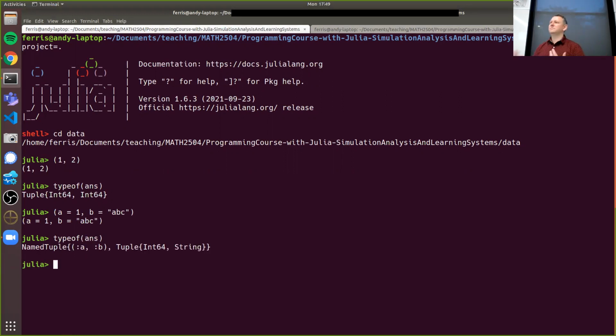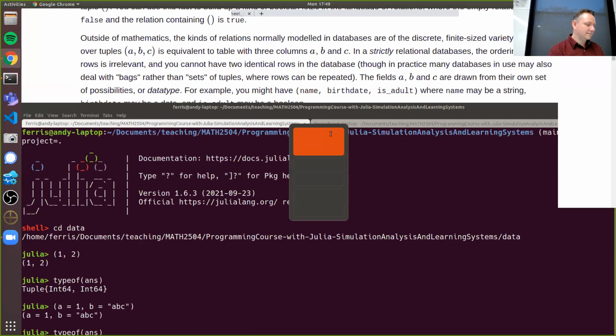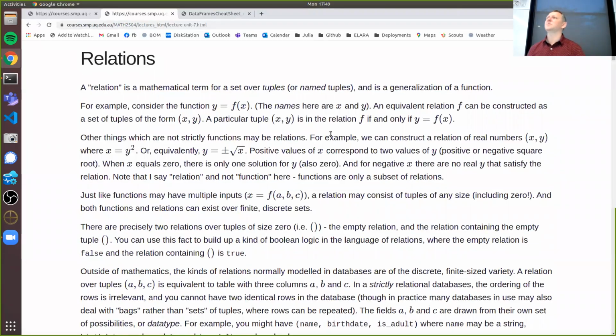So a tuple is just a set of things. They might have names, like variables have names, like X and Y, okay? So consider a function y equals f of x. The names here are x and y. We can think of this function as a relation. So it's a relation where, I might just move that down the bottom so we can see that in the room. Sorry, everyone else.